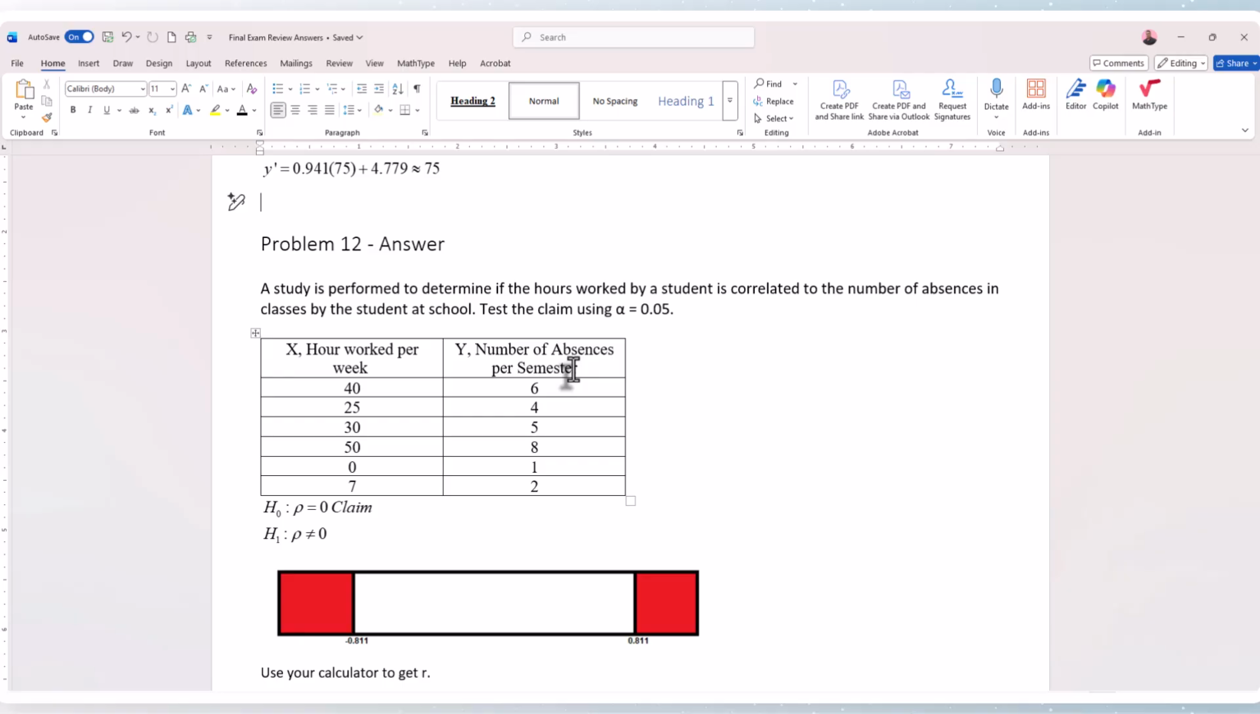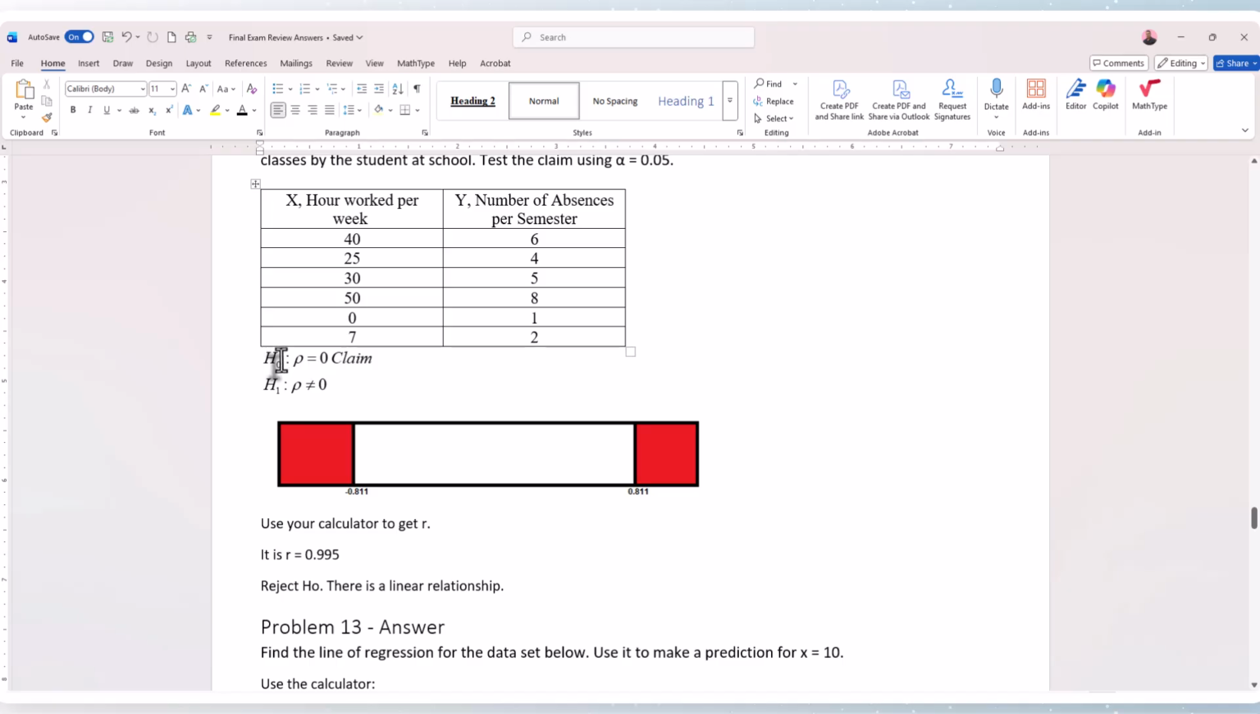Okay, number 12 says a study is performed to determine if the hours worked by a student is correlated to the number of absences in classes by the student at school. Test a claim using alpha 0.05. So we have our data. Now we set up our claim. H naught is rho equal to 0. That's the claim. H sub 1 is rho not equal to 0. Whenever we test for correlation, we always use these hypotheses.